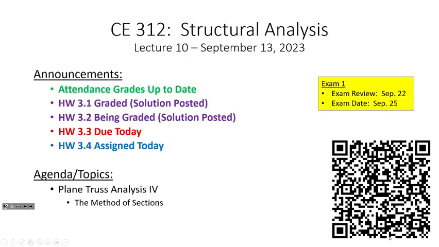Okay, homework 3.2 is still being graded, but 3.1 is graded, and everything before that's graded. Attendance is up to date. 3.3 is due today. I've got 3.4, which is going to be our sections homework. What I'll say about, not this one, but the next one. So the homework that's assigned today is due Friday. I'm going to assign a homework Friday. It is not due Monday. It is due Wednesday, okay?